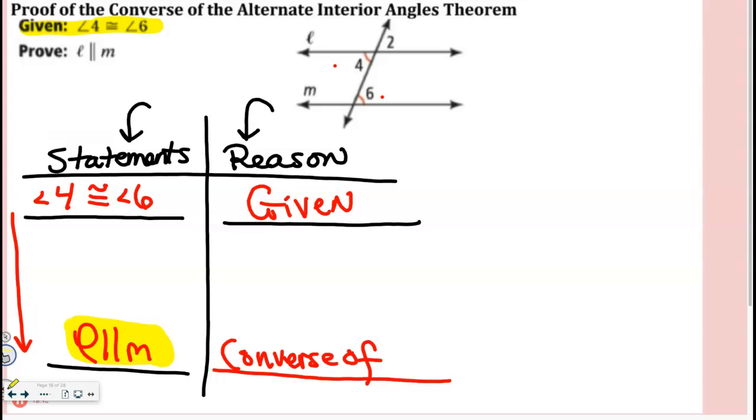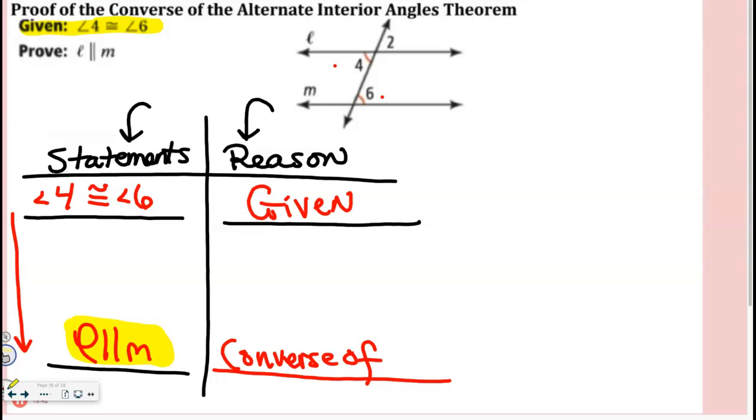So what other angle is on there? 2. Okay. What's angle 2 the same as? 4 and 6. Do you see how you, correct? So angle 2 is the same as 4. I agree with you. Right? And also angle 2 is the same as angle 6. Would you agree? They told me angle 4 is congruent to angle 6.